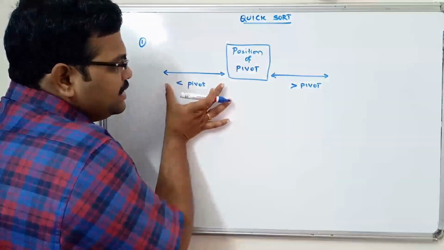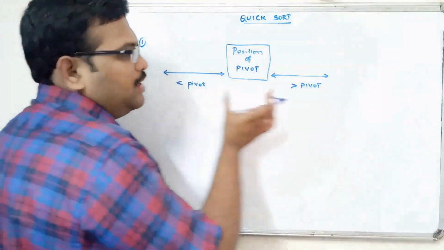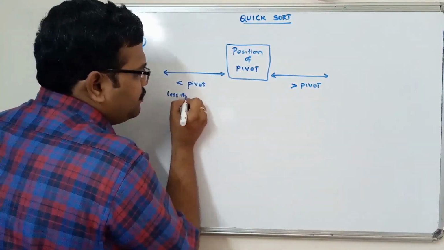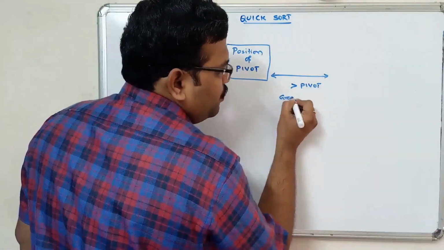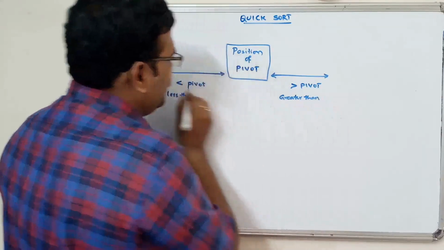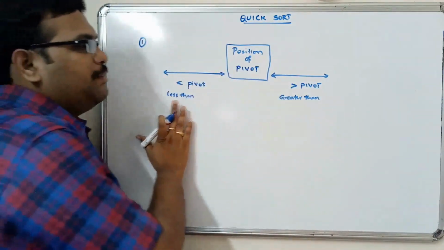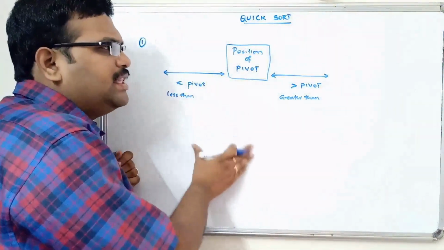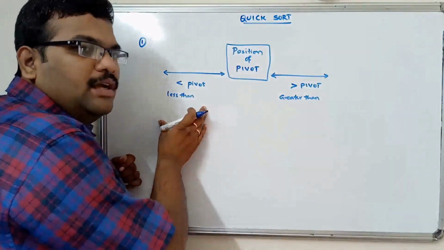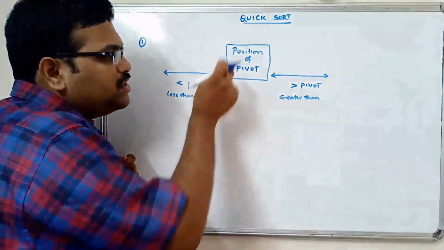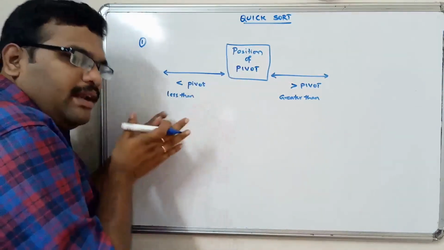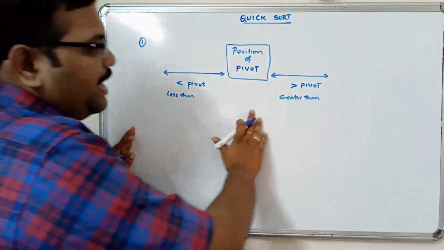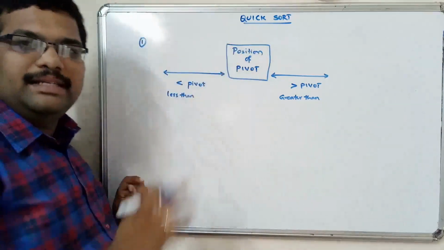Then consider this as one partition, consider this as another partition. This is less than pivot, this is greater than pivot, don't get confused, this is a less than symbol and a greater than symbol. Less than pivot is one partition, greater than pivot is another partition. So recursively call the same procedure for this partition. Again consider a pivot and find the position of the pivot for this partition and again divide that into two partitions. Like this we have to do quick sort.